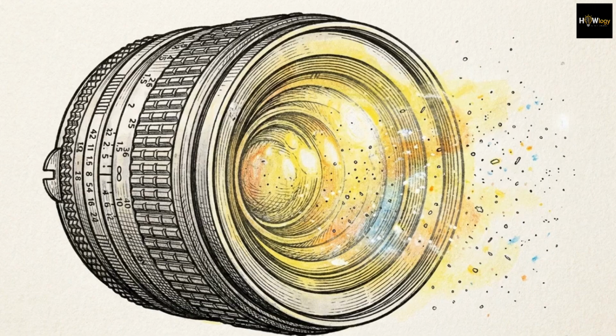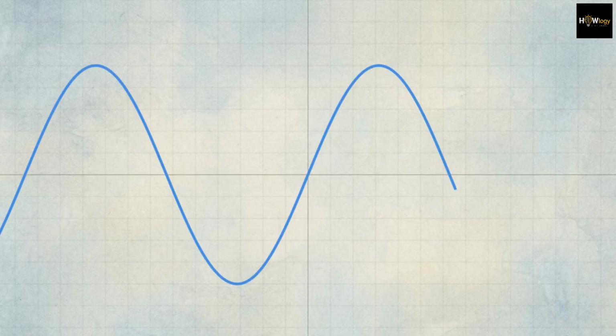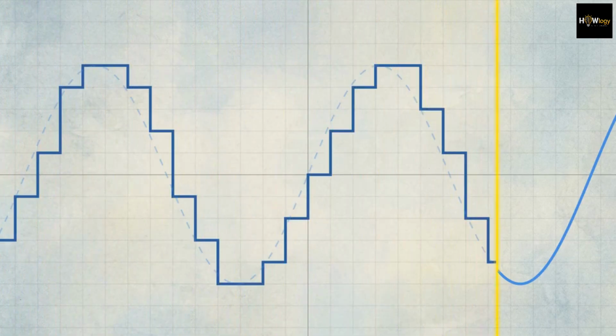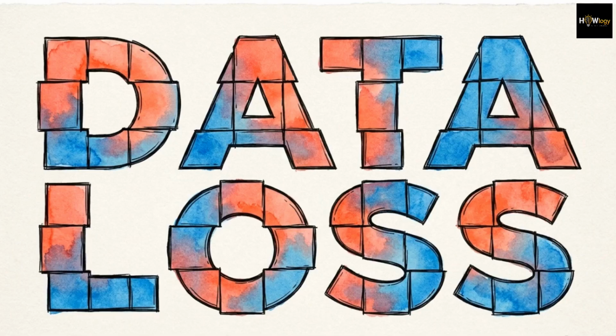The environment outside the lens adds its own layer of interference. Stray light fluctuations and microscopic dust particles scatter the signal before it ever hits the sensor. Then, the camera has to translate that continuous analog light wave into a rigid digital format. This conversion causes tiny discrepancies, known as quantization noise.